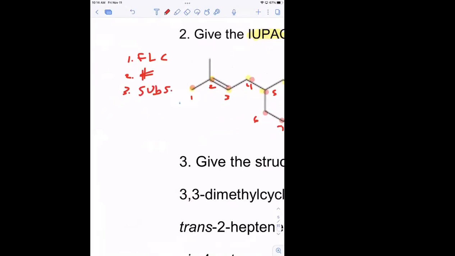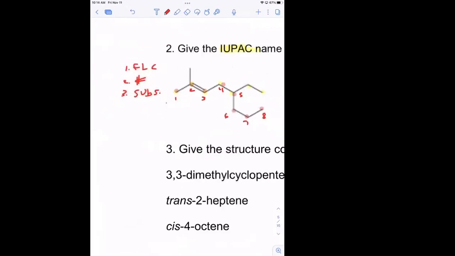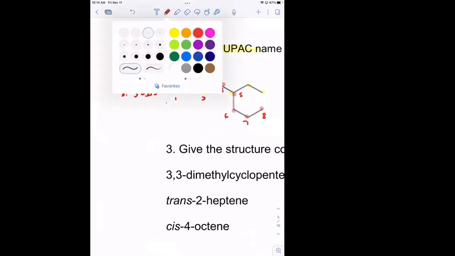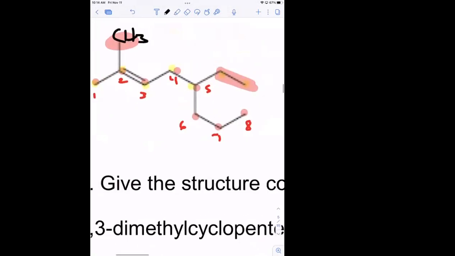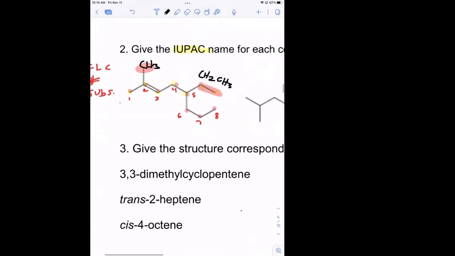Right, so once we number it, then we can find the substituents. Anything that's not a part of the longest chain is attached to it. So it's not a part of the backbone, it's connected to the backbone. So we have a methyl group here. That's a CH3. Right, it's just written in skeletal form, so you don't have to write that out. We also have a group here. So 2 carbon chain here. So this is literally CH2, CH3. Anybody not following?